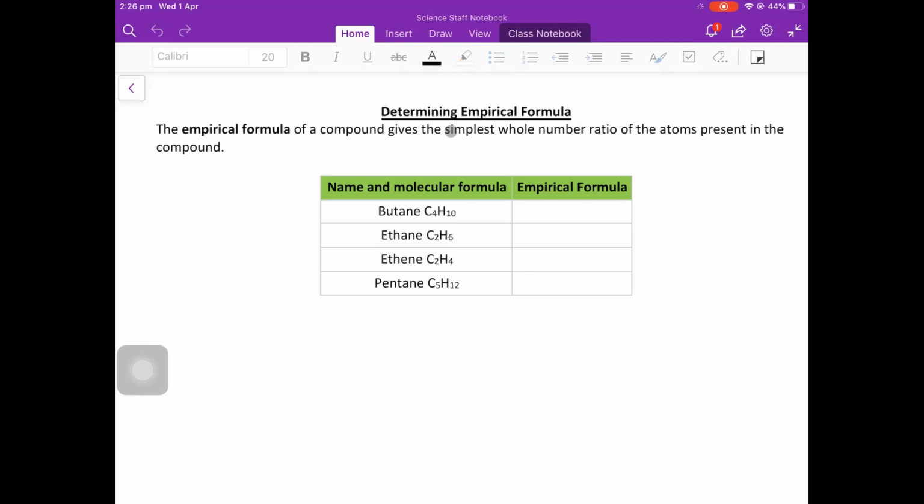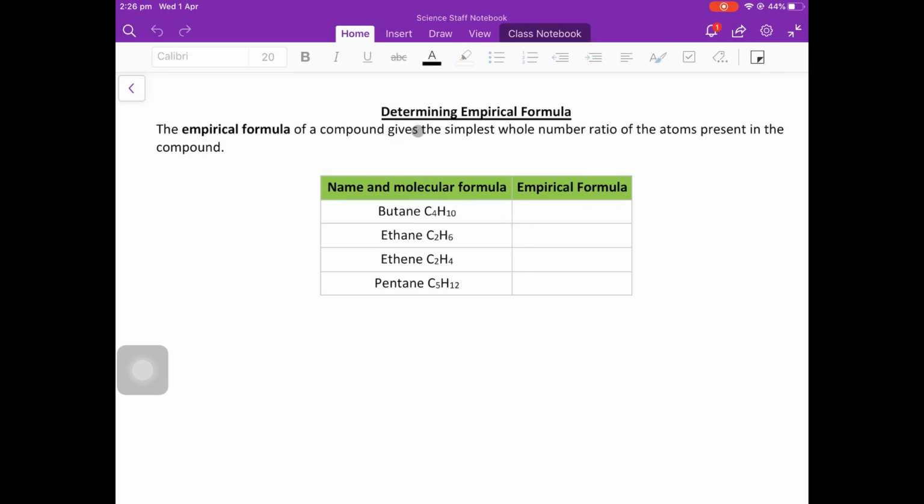Determining empirical formula. The empirical formula of a compound gives the simplest whole number ratio of atoms present in a compound. So in this little table here, we have 4 different compounds. First one's butane, and the molecular formula for butane is C4H10. This is probably how we're used to seeing something like butane presented as C4H10. But that is its molecular formula, it's not its empirical formula.